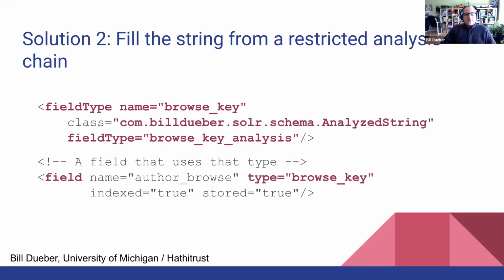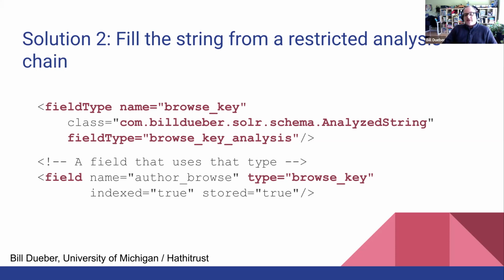Then I create another field type of type com.build.uber Solr schema analyze string, and we pass it the name of the field type from which we want to use the analysis, and then create a field, in this case author browse, that uses that type. So the field name author browse is using type browse key. Browse key says, hey, take whatever you're doing in browse key analysis, this thing here, and turn it into a string.